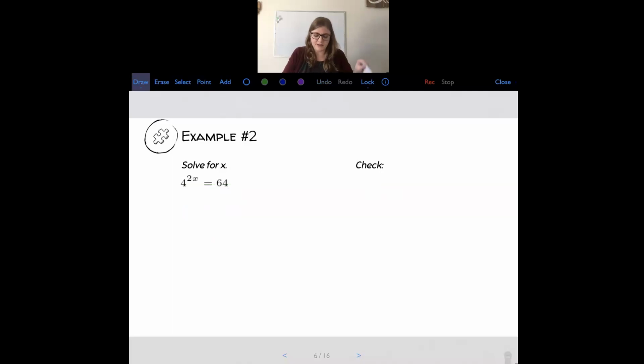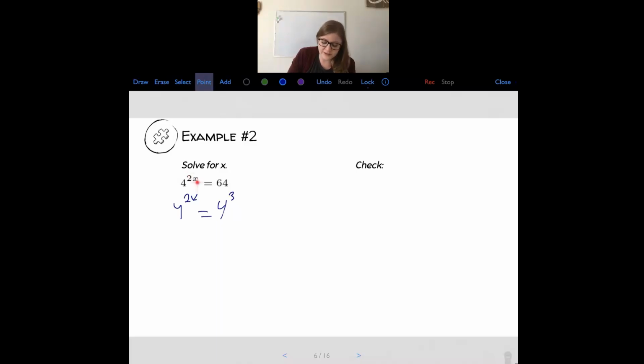Next, solve for x. We have 4 to the 2x is equal to 64. Let's see if we can get these to be the same bases. 4 to the 2x would stay as 4 to the 2x. 64 is 4 to the third. When you're doing this, notice how there's a base of 4 on the left. You want to see if 64 can be written as base 4. If it can't, we'll talk about that in the next section that we do.